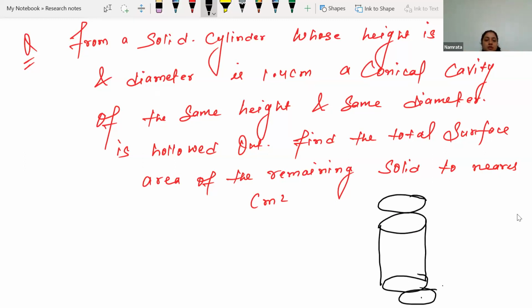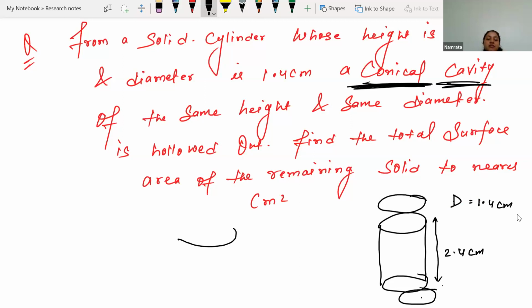Yes, ma'am. Not hollow, it's solid. Okay. Whose height is 2.4 centimeter. Height of this cylinder is 2.4 centimeter. Diameter is 1.4 centimeter. A conical cavity, conical means cone, a conical cavity of same height and same diameter is hollowed out.